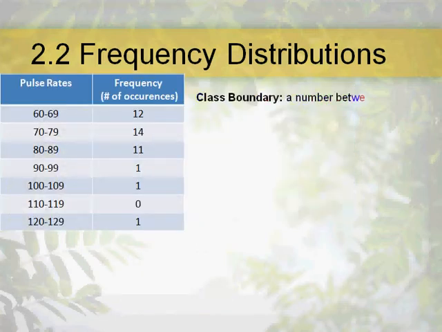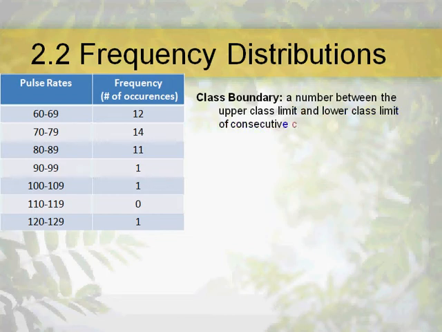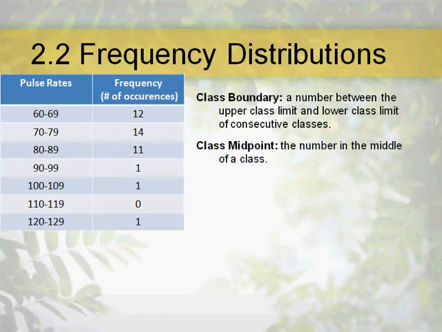The class boundary is a number between an upper class limit and a lower class limit of consecutive classes. For example, 69.5 would be a class boundary between the first and second classes. The class midpoint would be the number in the middle of a class. So, for example, 64.5 would be the class midpoint of the first class.